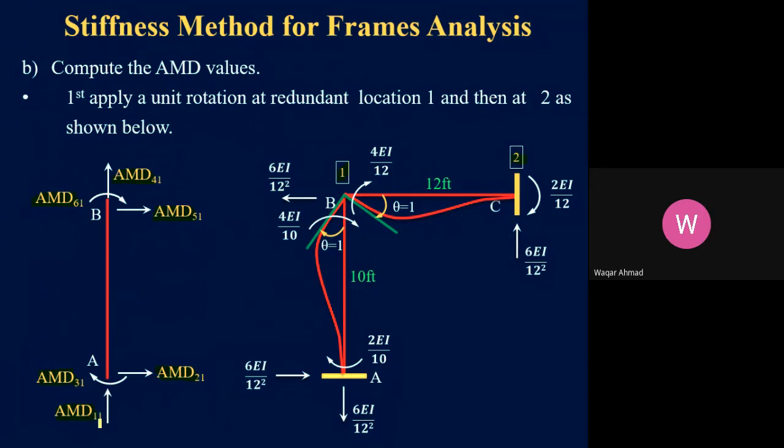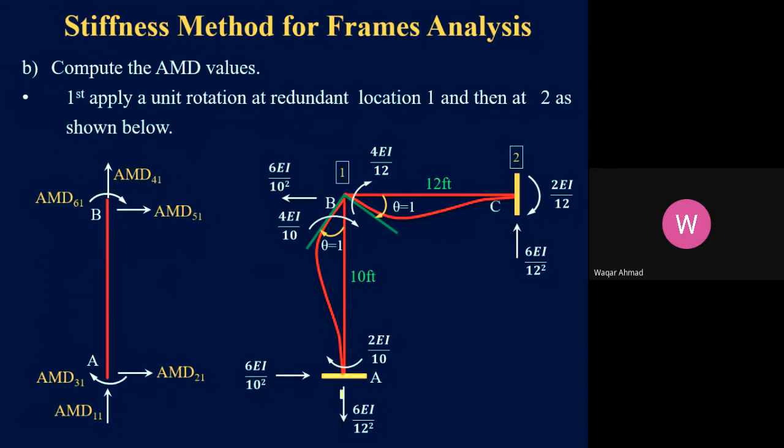Now, if you look at this AMD value, there is one other subscript, AMD1 and then 1. This other subscript is showing the coordinate value. As you can see, this 1 is repeated with all these AMD values. Why? Because the unit displacement is applied at coordinate 1. Hope this is now very clear. Okay.